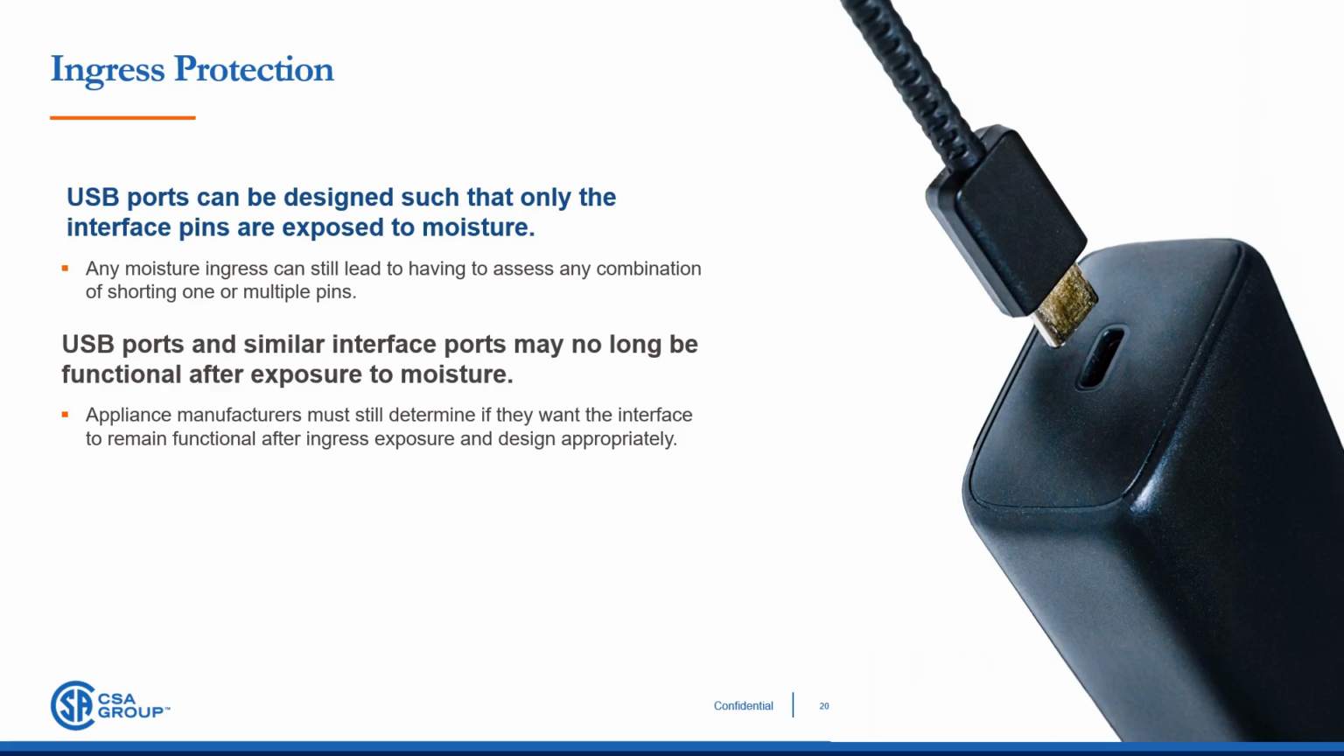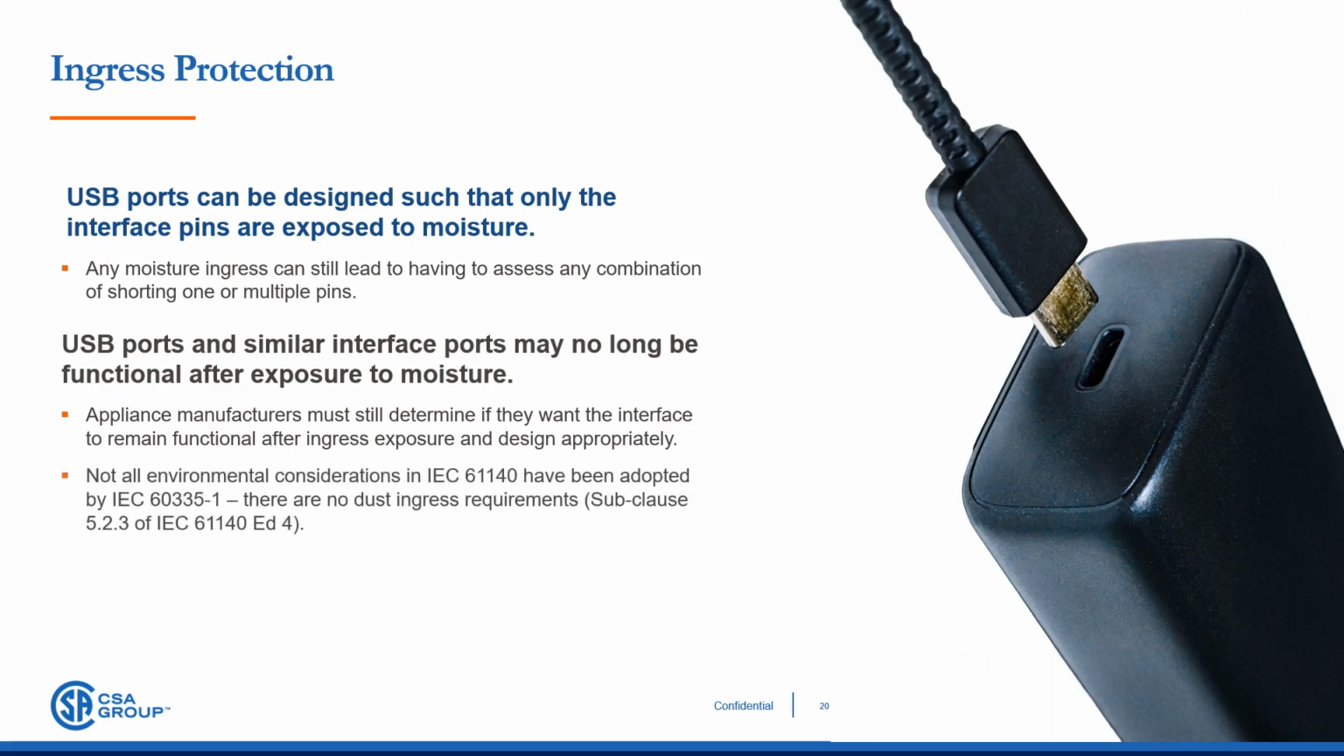Additionally, it is important to note that not all environmental considerations in the IEC 61140 standard are adopted into the IEC 60335 series. For instance, subclause 5.2.3 of the 4th edition outlines basic dust ingress requirements, IP2X for enclosures of live parts, and IP4X for accessible top surfaces, but it is not adopted into the IEC 60335 series end product safety standards. In fact, there are currently no minimum dust ingress requirements in the IEC 60335 series, even for dust handling appliances like vacuum cleaners.